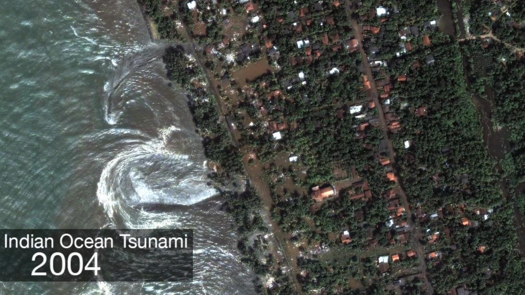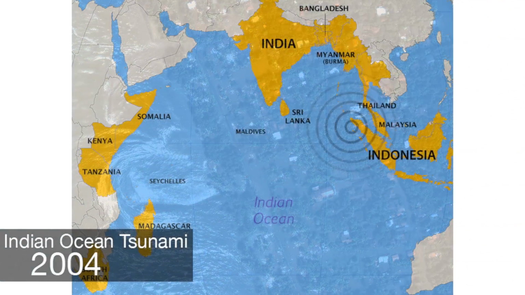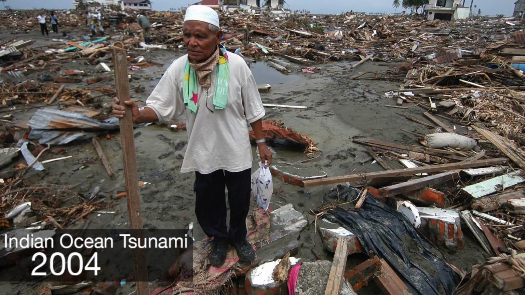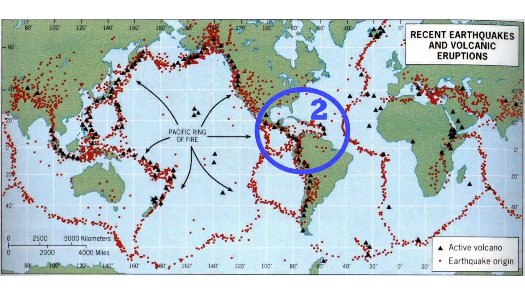When this occurred off the coast of Indonesia in 2004, the tsunami or tidal wave set off by this earthquake was so large that it traveled all the way across the Indian Ocean to the east coast of Africa, and was the source of over 200,000 deaths throughout Asia and Africa.